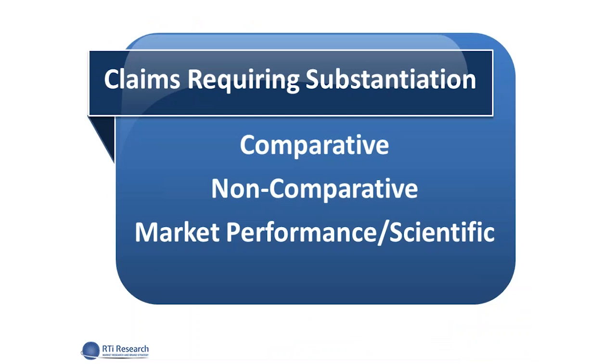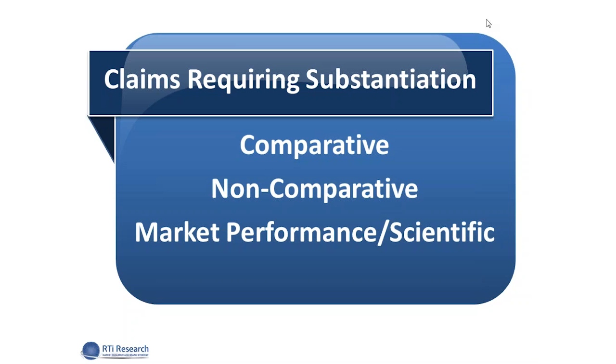So we're going to talk about the kinds of claims that require substantiation, and they generally fall into three different buckets. The first is comparative claims, and that could be against a new version of yourself, or it can be a competitive comparison. We'll be spending a lot of time on this because this is the one that usually has the most risk. Non-comparative claims is just an assertion that your product has a specific benefit. And market performance claims or scientific claims may require substantiation of a sort, but not necessarily of the consumer variety.